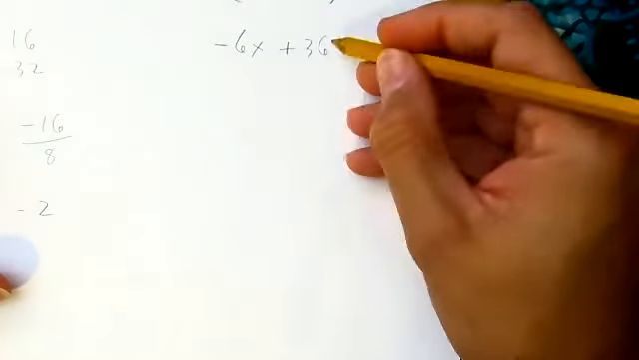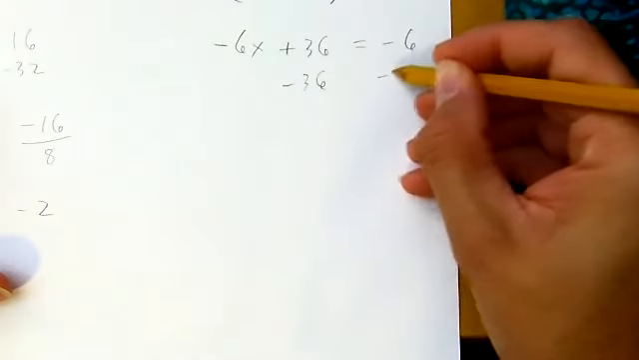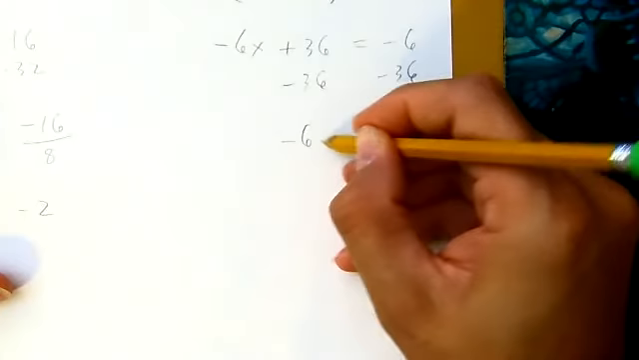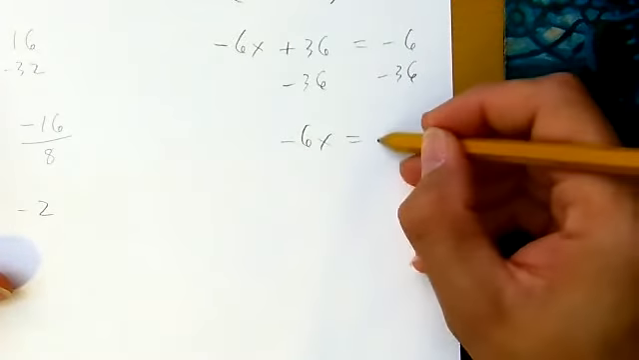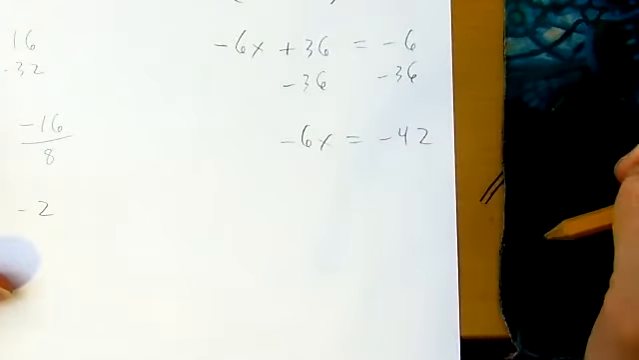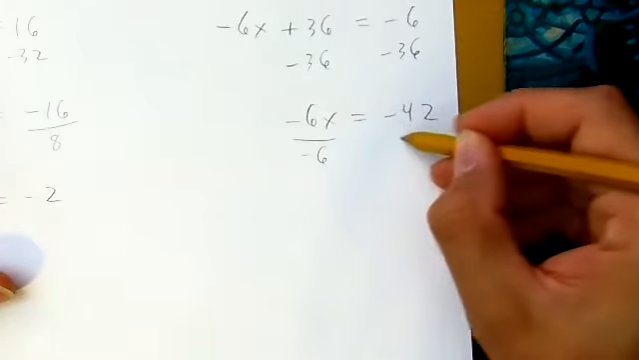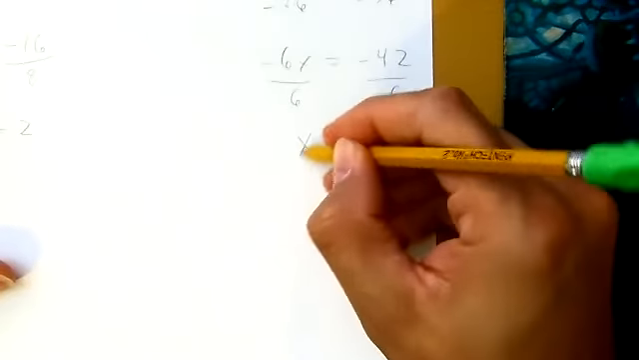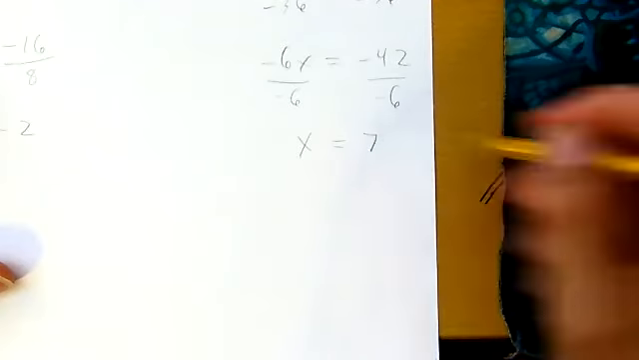Okay, so get rid of your 36. -42. Divide by your -6. +7.